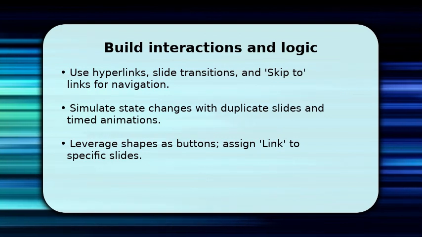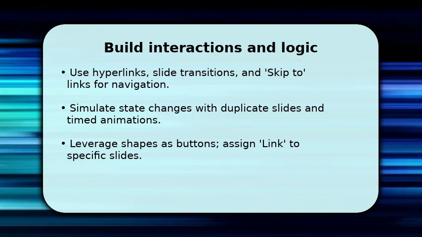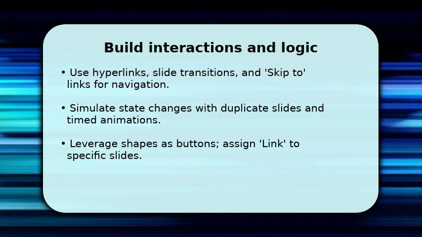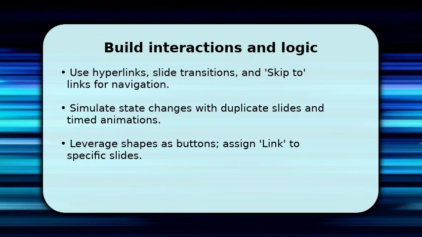Once you chain links, test the flow repeatedly to catch dead ends and mismatched links. For score or randomness, hide and reveal objects across slides. Make sure to label each animated object and use consistent timing so transitions feel responsive.